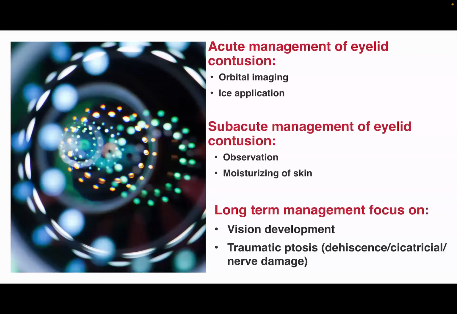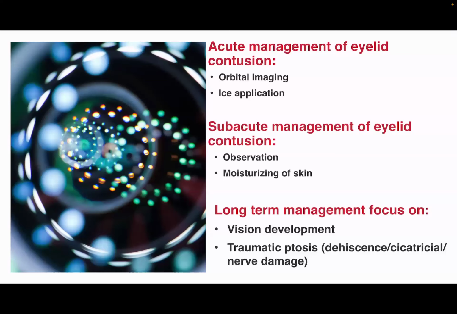Ice application is surprisingly very helpful in such cases. If you have only a contusion, no open injury, nothing to be repaired, and you're sure that your globe is intact, you can discharge your patient after giving them the baseline measures of analgesia and anti-emetic, and you can discharge him safely on ice application or cold compresses.